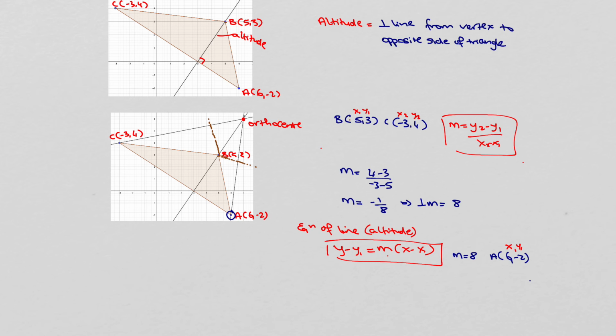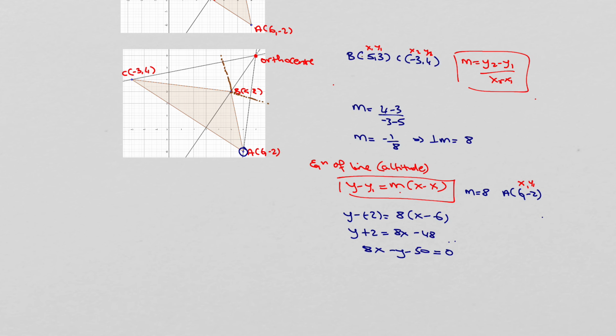So x1, y1. So subbing in then we have y minus y1, so that's -2, m times x minus x1. So we have y plus 2 equals 8x minus 48. So that's 8x minus y minus 50 equals 0. So that is my second equation of an altitude.